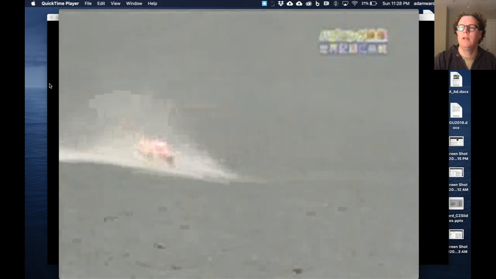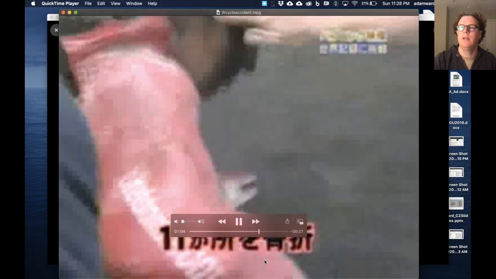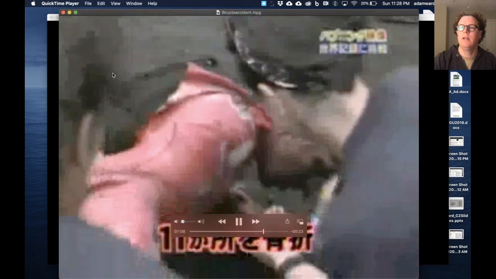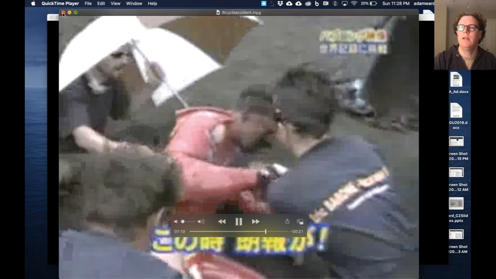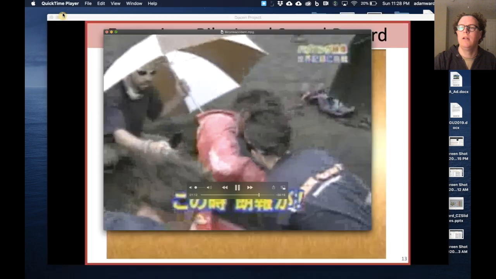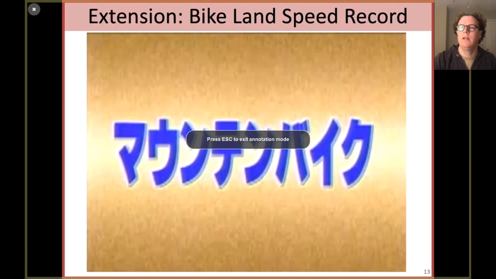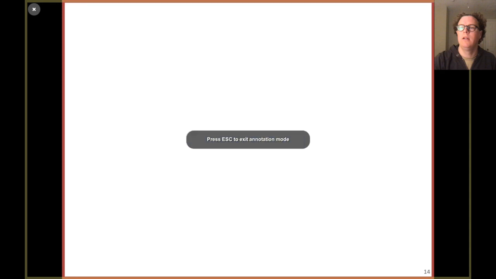Now, the rider does survive. We'll see in a moment here. He's looking pretty dazed, but he walks away and sets a new mountain bike land speed record. Now, we're perhaps less interested in the speed record, but let's think about applying our force balance to this problem.